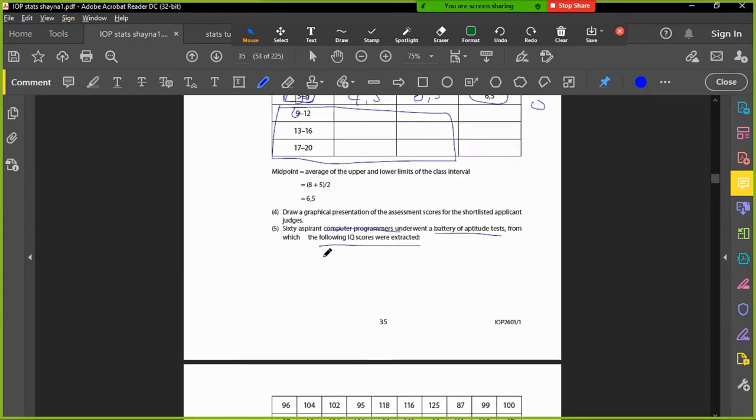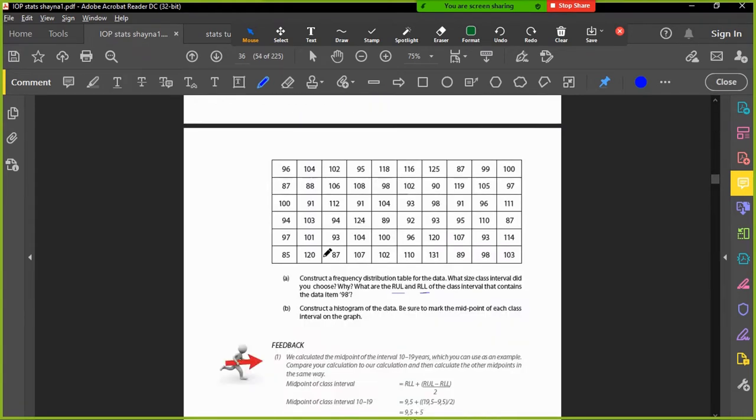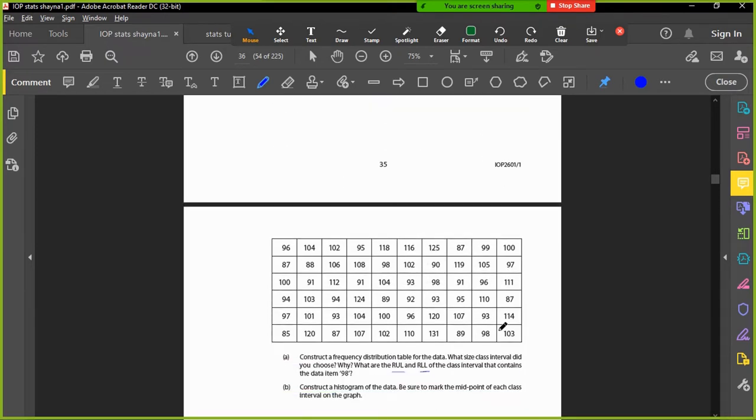We have to read. Where is it? Here. Construct a frequency distribution table for the data. What size class interval did you choose? Why? Okay, so if you're looking at this, what's the lower and what's the higher? What's the smallest value? What's the biggest value? 85. Is anything lower? No, I don't see anything lower. 85 does look like the lowest.